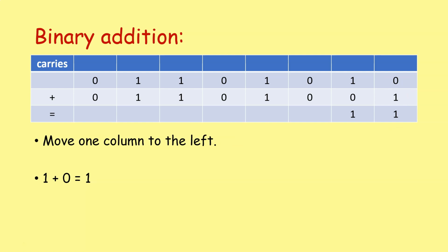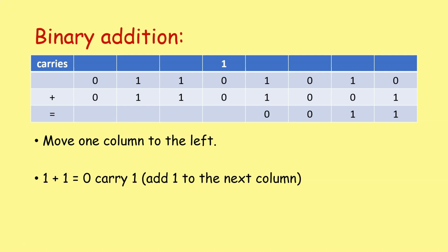Now we've got 1 plus 0, and that gives us 1. Next column. 0 plus 0, well, 0 plus 0 can only give us 0. Now we get to an interesting one because we're going to have 1 plus 1. And as we've discussed before, 1 plus 1 is 0. Carry 1 to the next column.